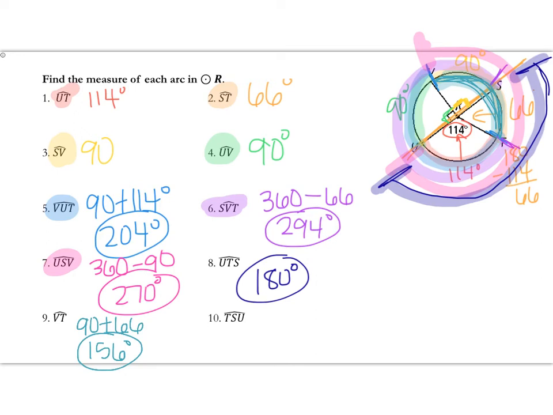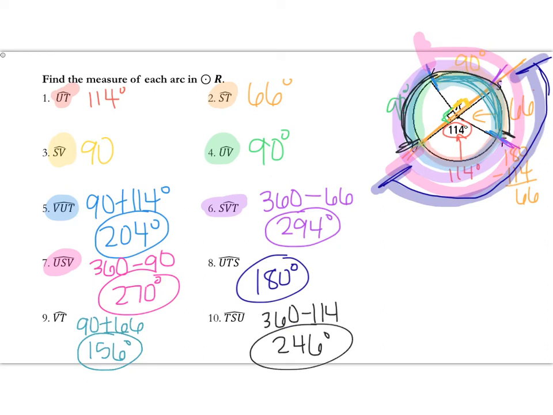And then lastly, TSU. TSU is going to start at T, go to S, stop at U. I'm using black because I'm all out of colors here. That's everything but the 114, so you can do 360 minus 114, and you should get that that section is 246. Okay?